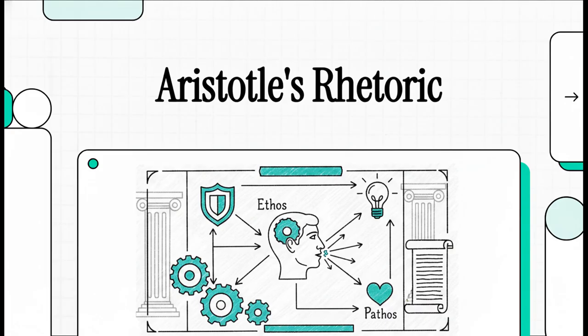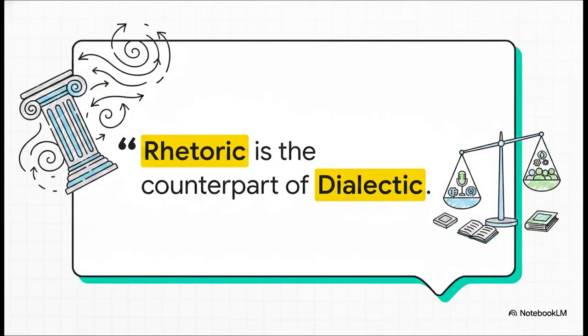Let's get started. Aristotle kicks things off with a pretty bold claim. He isn't treating rhetoric as some random parlor trick, and definitely not as the dark, manipulative art his teacher Plato sometimes worried it was. Instead, he establishes it as an observable, systematic counterpart to strict logic. Look at this quote right at the top of Book 1. Rhetoric is the counterpart of dialectic.